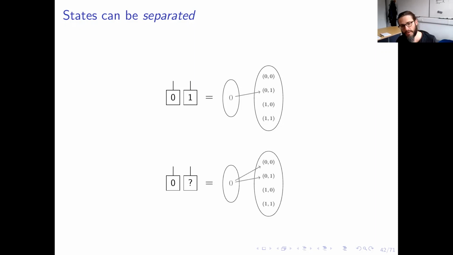And here's one that's also separated. Here I've told you that the first bit is 0, but I don't know what the second bit is. Again, I've told you something about the first system, and something about the second system. There's something I don't know here. I'm not sure exactly if I have 0, 0 or 0, 1 in my pair of bits, but I certainly know that my first bit is 0.